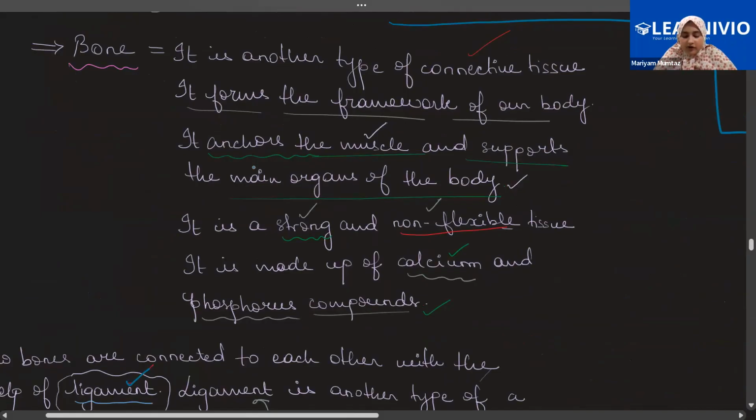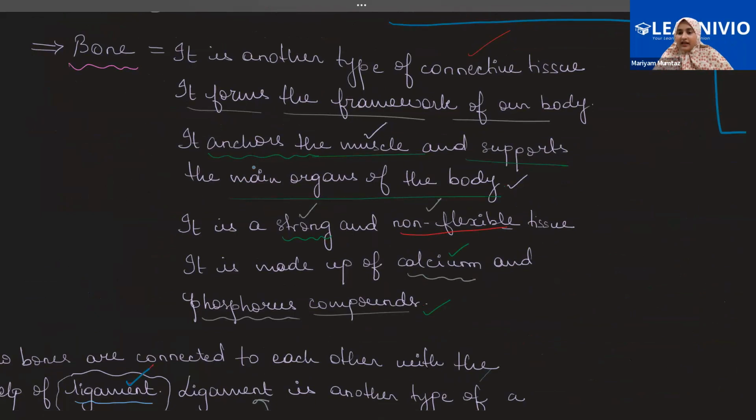Now bone forms the structure of our body, sort of like a framework of our body, and all our muscles, all our cartilages, and these structures are actually attached onto the bones only. So they form sort of an anchorage so that they can provide space for the muscles. And ultimately, what is the function of these? The bone is responsible for supporting the main organs of our body. Right? It protects us, and it is a strong and non-flexible tissue.